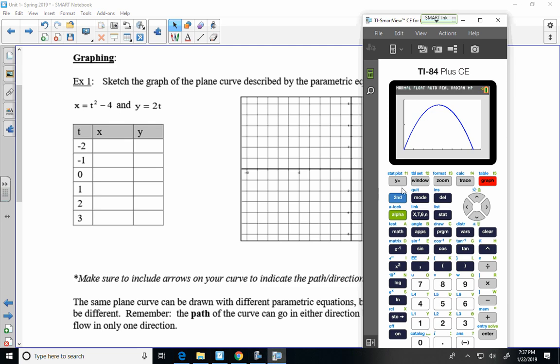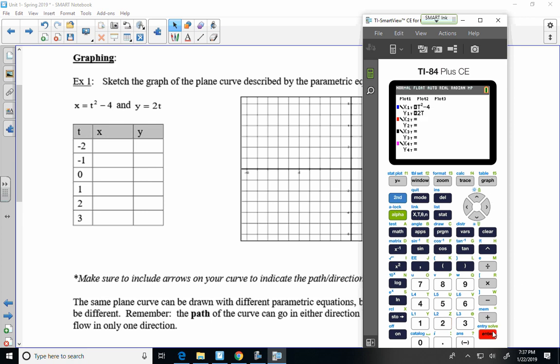Or I can go to y equals. Oh, it's still thinking. I want it to stop thinking, so I'm just going to hit on. On interrupts anything. All right, so now it's done, whether I want it to be or not. I get rid of this stuff. T squared minus 4 and 2t.